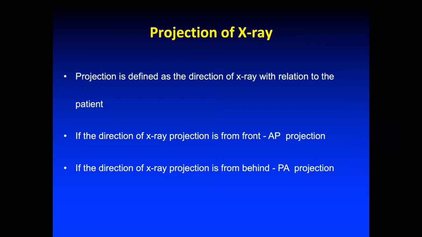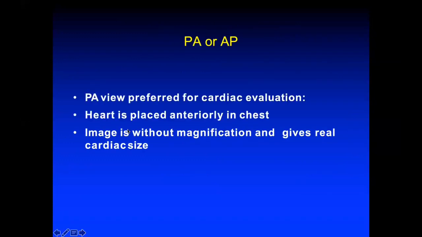If the direction of X-ray projection is from behind, that is from the back, the X-rays are going and the film or the plate is placed anteriorly close to your sternum or chest, that's the PA projection. So this is the basics. Which view to use for cardiac evaluation, PA or AP? PA is preferred for cardiac evaluation. You know why? Because the heart is placed anteriorly. Whenever you have an AP view, there is an apparent cardiomegaly. Why? Because there is image magnification. When you have a PA view, the image is without magnification and gives the real cardiac size.